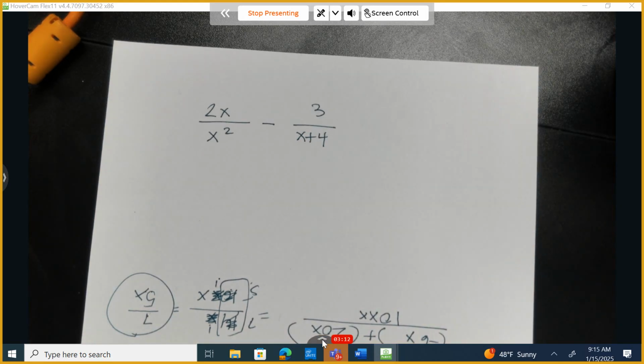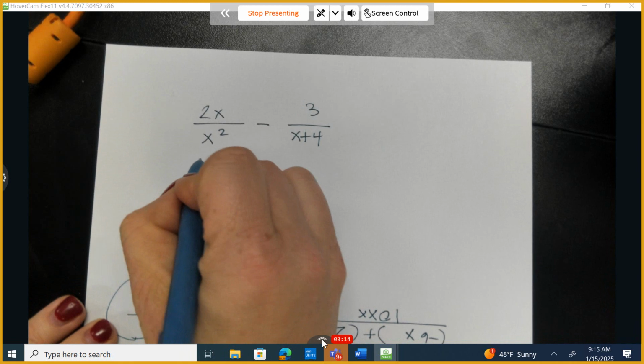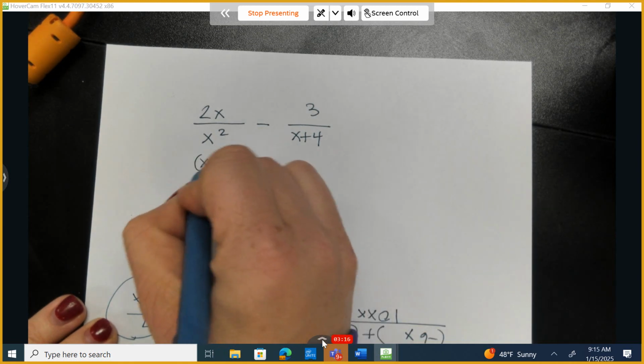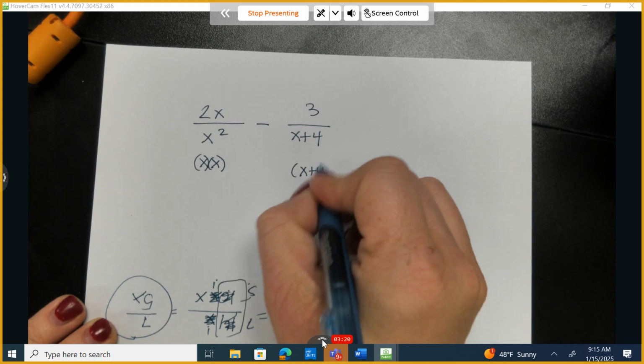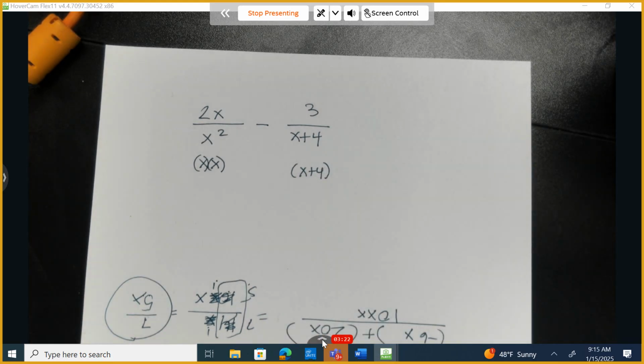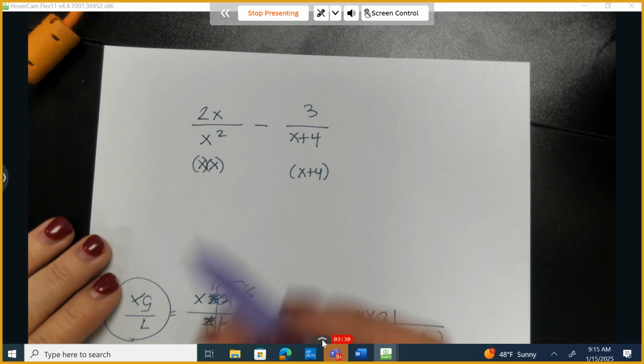So I'm going to rewrite the denominator on the left-hand side as xx. And so these are two x's. Yes, put together they're x squared. And on the right-hand denominator, we have x plus 4. So do they have anything in common? They do not. So what method should we use when they have nothing in common? The butterfly method.